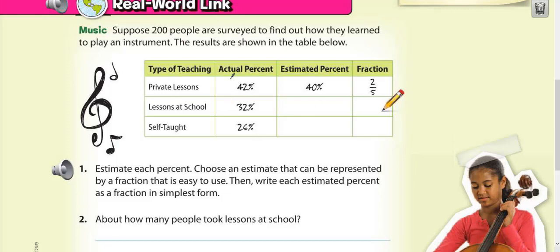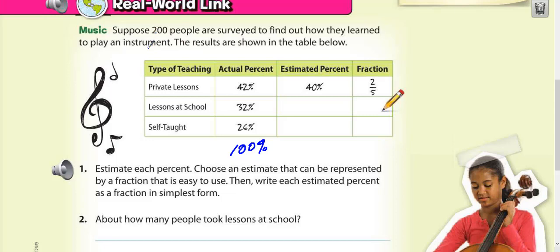Before we do the estimation part, would you add these up, 42, 32, and 26, and see what you get for a total? I'll pause for just a minute while you do that. What you should have come up with was 100%. Those basically are all the different ways you could learn to play an instrument. You either take private lessons, you learn at school, or you're self-taught. I don't know, there's not like taught by your dog. So when you have all the possibilities, they will always total 100%. That's a good thing to keep in mind.